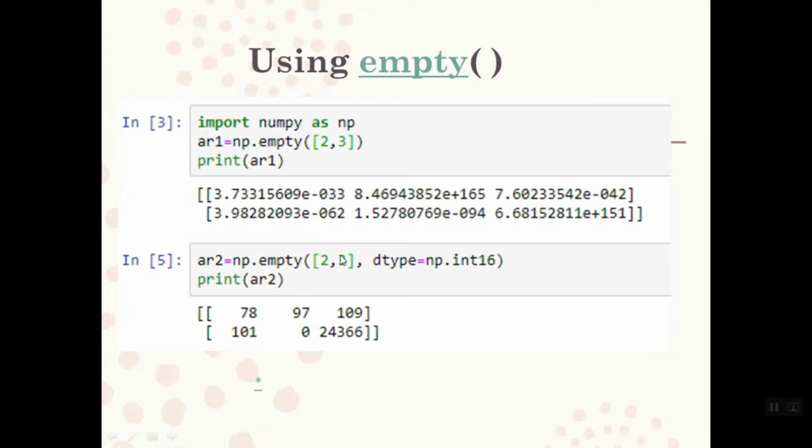We can also give the data type to it. If we want the data type to be of the user's choice, we just need to give a next argument after the dimension, that is dtype equals np.int16. So the data type contained in the randomly generated array of 2 rows and 3 columns will be of integer 16 type. So 78, 97, 109, 101, 024, 366 are the values randomly taken from the int16 pool.